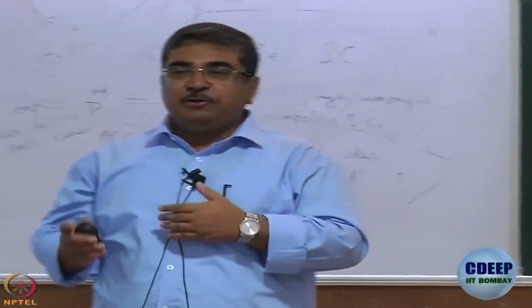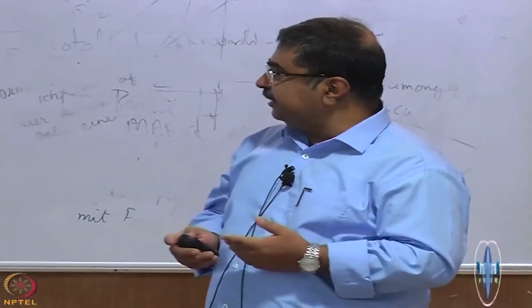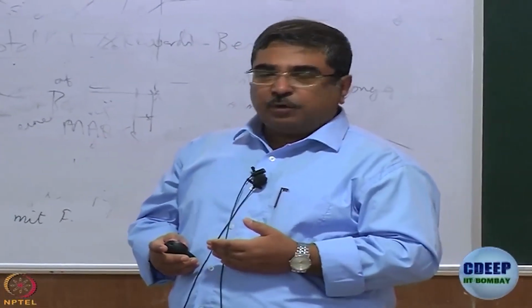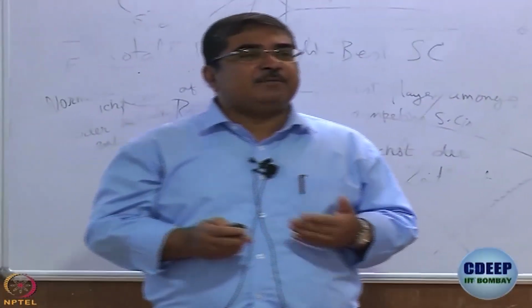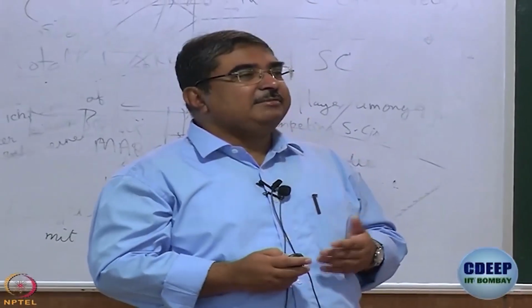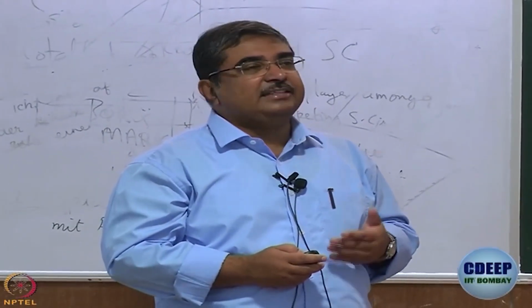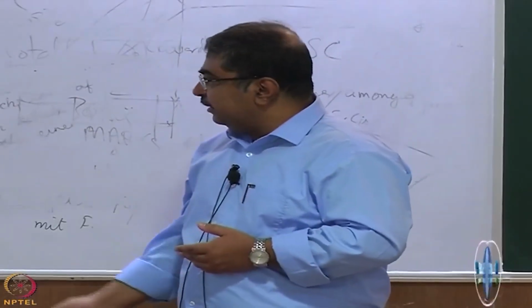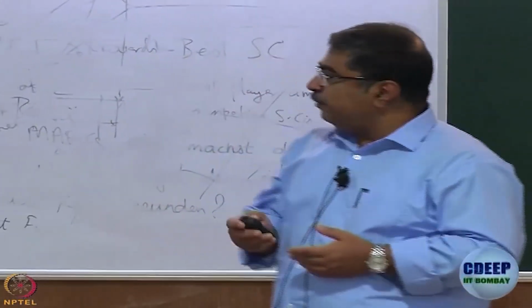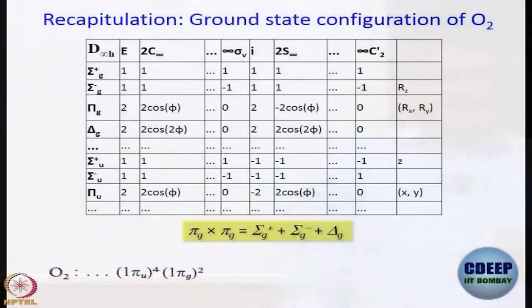But as we learned, if we do a little more detailed treatment of this scenario, in order to find the symmetry of the state, we need to take the direct product of the symmetries of the orbitals that are singly occupied, and in this case those orbitals are pi g. So, what we did was, we did pi g cross pi g, and in doing that we obtained 3 different states, 3 different symmetries: sigma g plus, sigma g minus and delta g, alright.